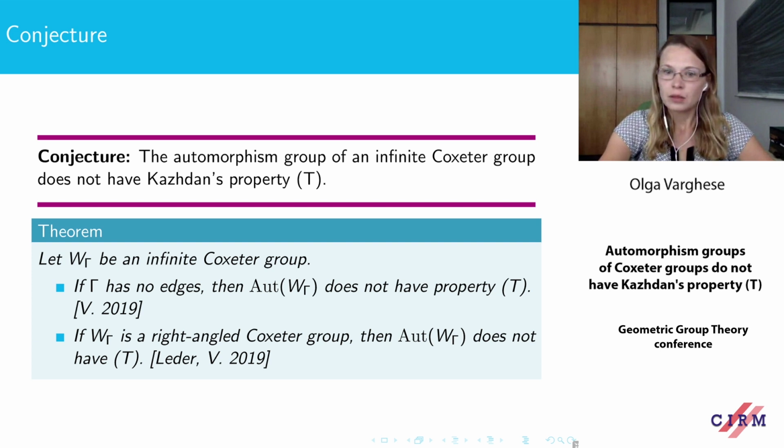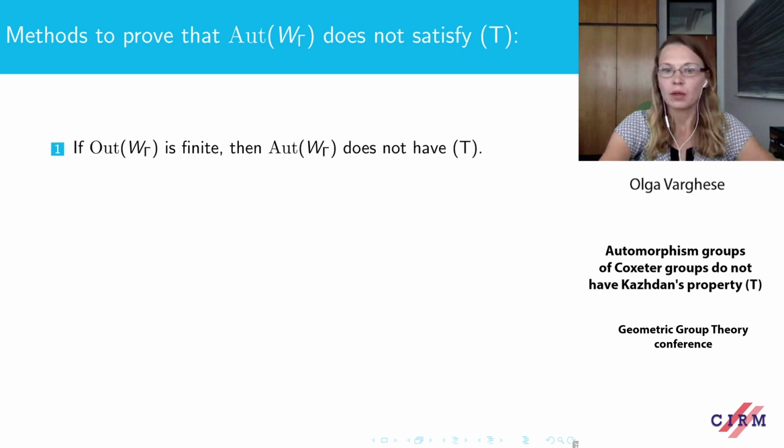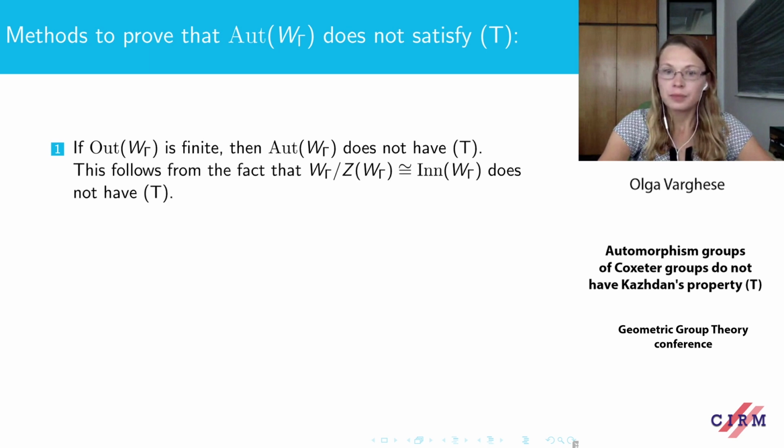Okay, let's talk about methods to prove that a group does not have T. If the outer automorphism group is finite, then the automorphism group of the Coxeter group does not have T. So why? This follows from the fact that the center of a Coxeter group is always finite, and the quotient W_gamma by the center of W_gamma does not have T.